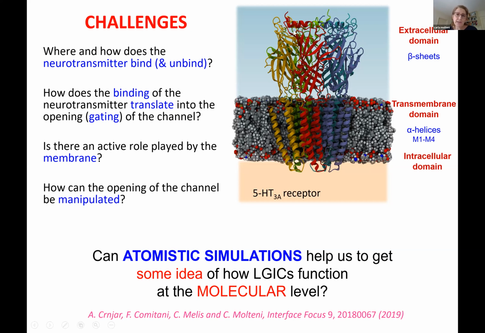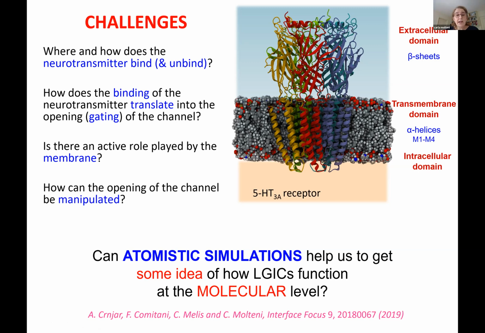So there are 5 subunits that are arranged around an ion permeable pore. A part is outside the cell membrane, and the ligand would bind in between 2 subunits. And then we have the transmembrane domain that is made up of alpha helices, 4 for each subunit. They're labeled M1, M2, M3, and M4, with M2 the one that lines the channel, and M4 the one outside. And the interface between the 2 domains is very important because it is the area where the signal is transmitted.